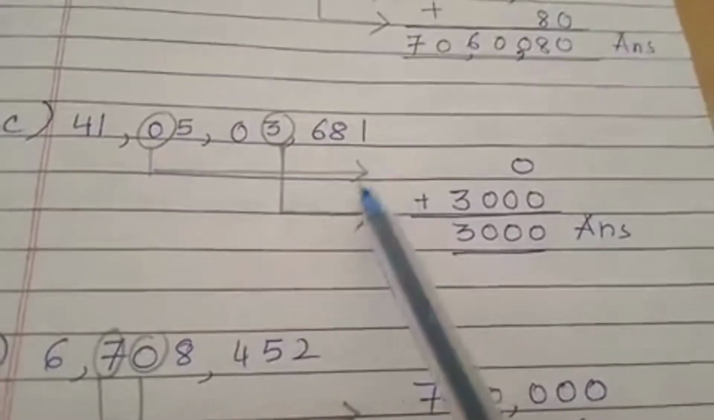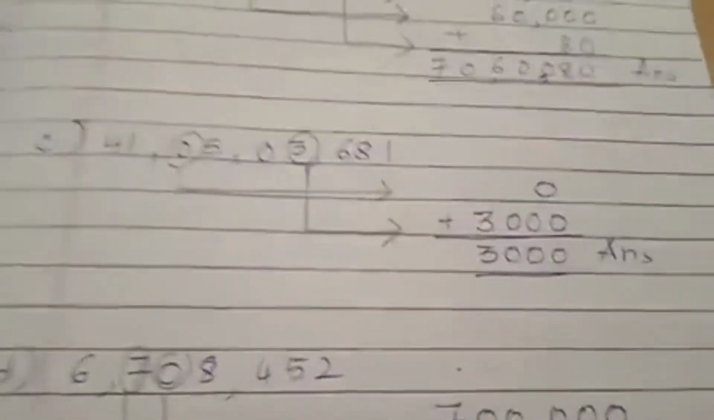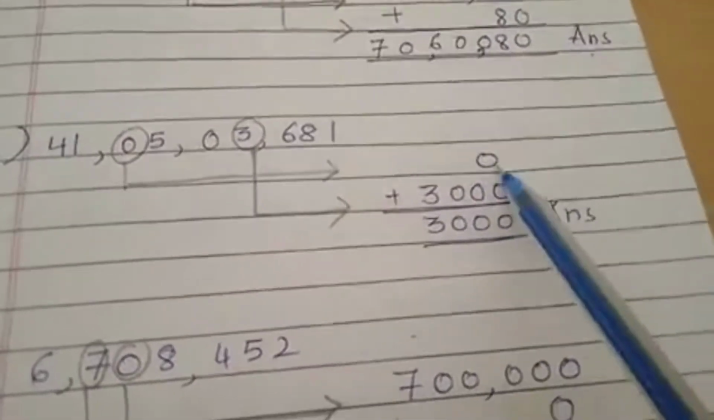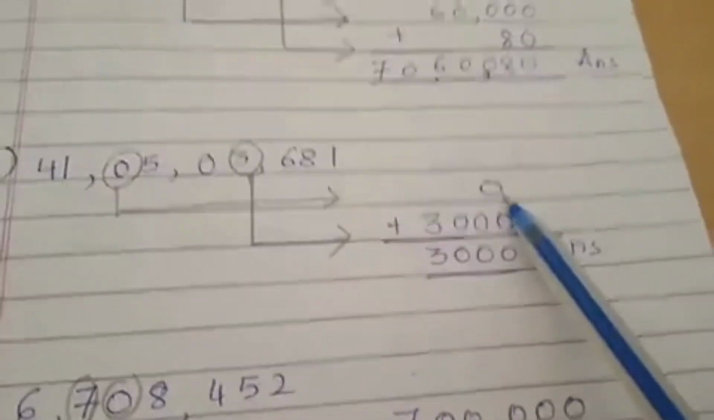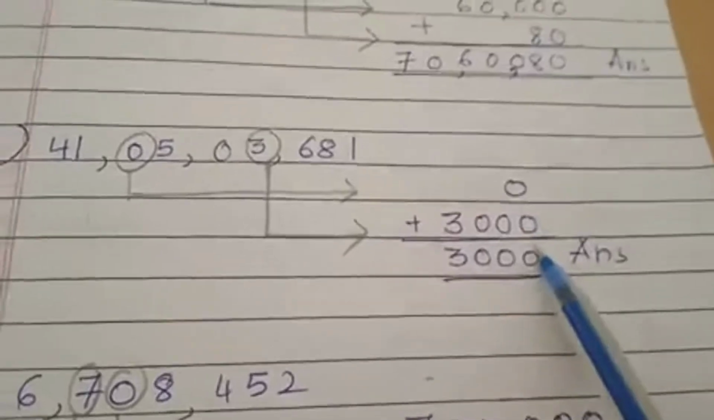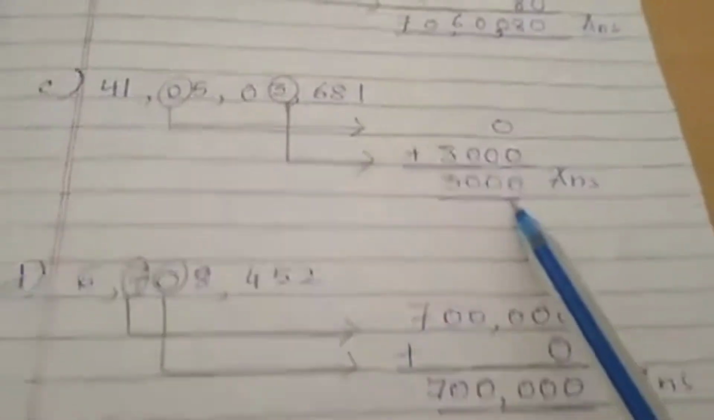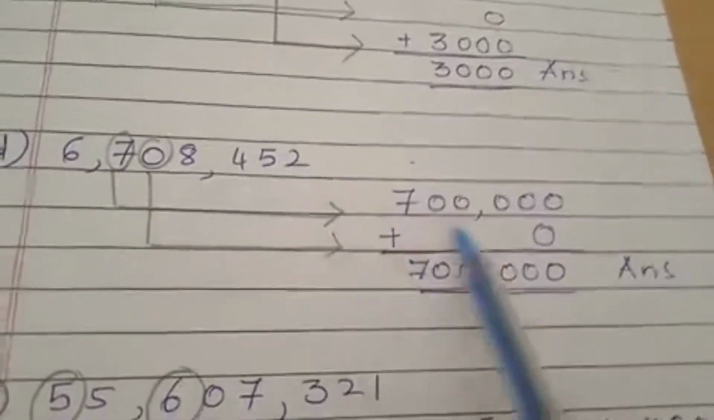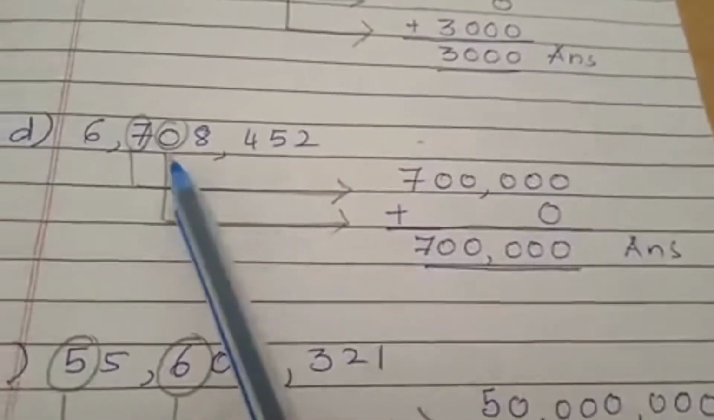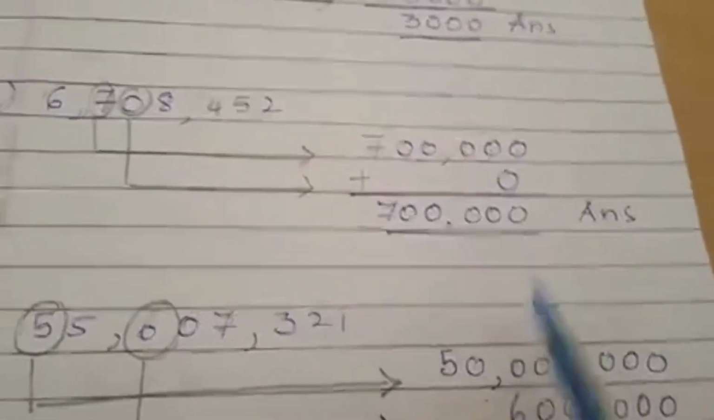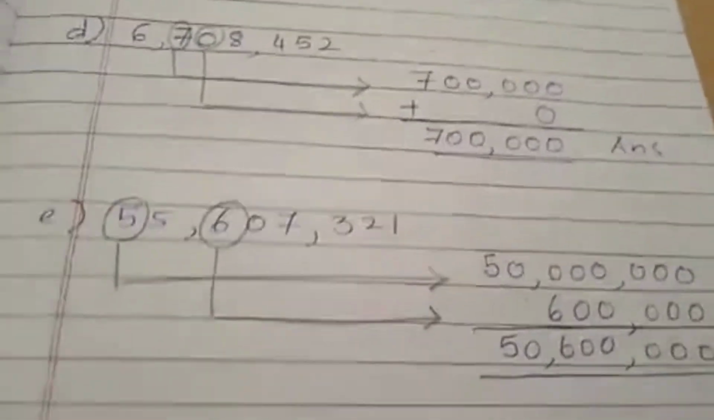So you will get 70 lakh 60,080 as your answer. Come to number C. We have to add 0, which is in the 10 lakhs place, and 3, which is in the thousands place. In the 10 lakhs place, whether 0 is one zero or 1000, it doesn't make a difference. So we just write a single 0 and add it with 3,000, and we get 3,000 as the answer.